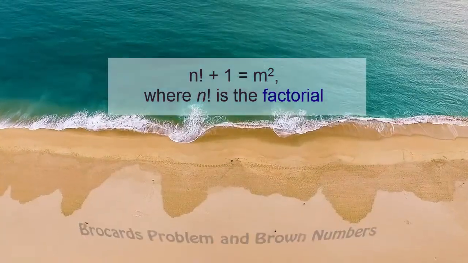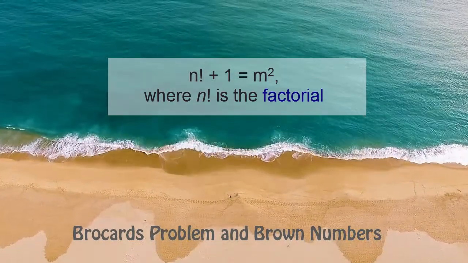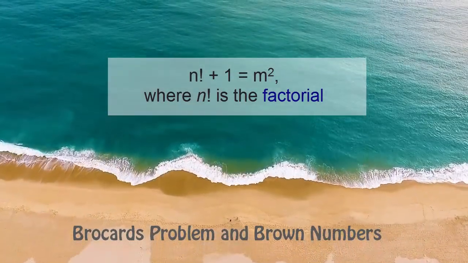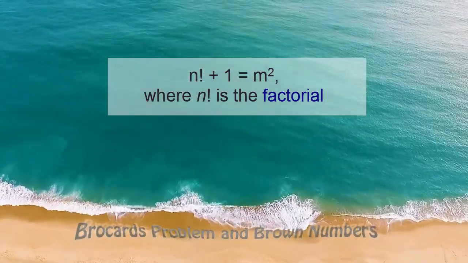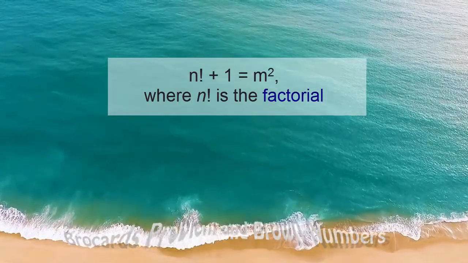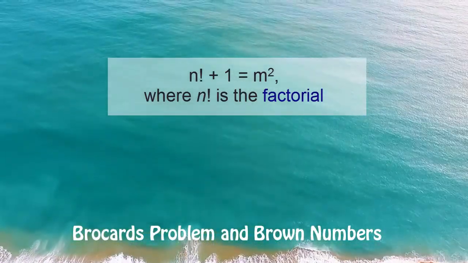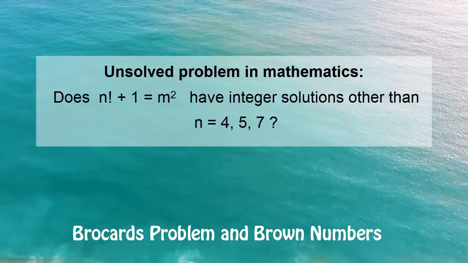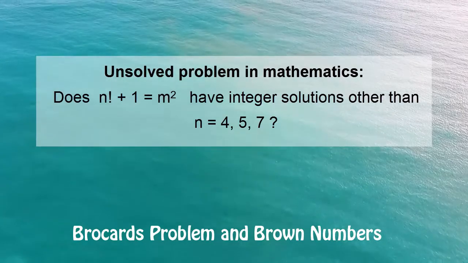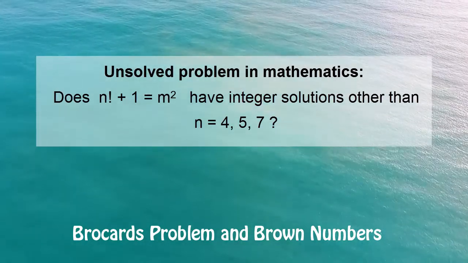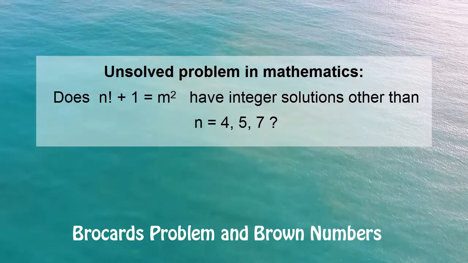Let's discuss the Brocard's problem in mathematics. Basically, the question is to find integer values of n and m such that n factorial plus 1 is equal to m square, where n factorial is the factorial notation. So if you have an equation n factorial plus 1 equals m square, and both n and m are integers, finding that solution is what we are supposed to do.